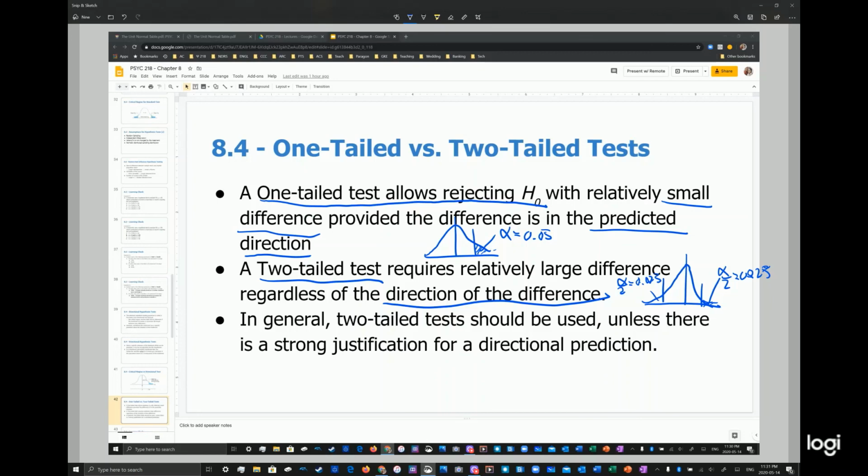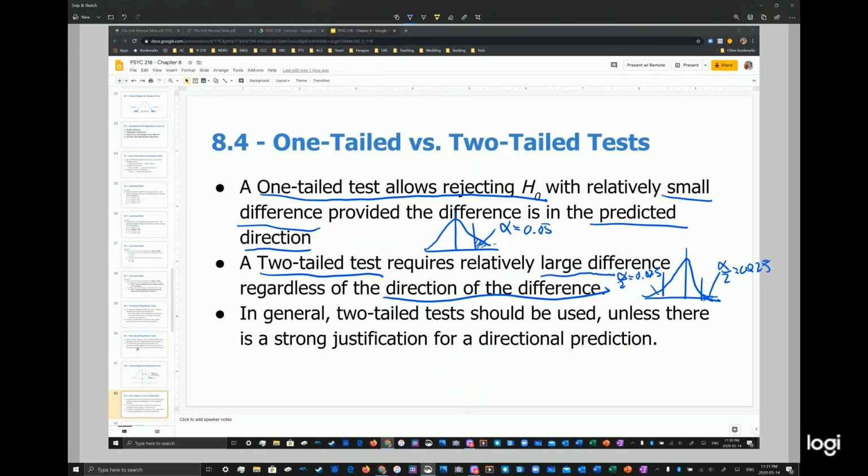Therefore, the observed statistic needs to be more extreme. That is the difference between the sample mean and the population mean needs to be larger in a two-tailed test for the researcher to reject the null. Therefore, in general, you should use a two-tailed test because you're reducing the probability of a type 1 error, because you're dividing the critical region in half. And both halves add to alpha, that is the probability of a type 1 error that you set beforehand.